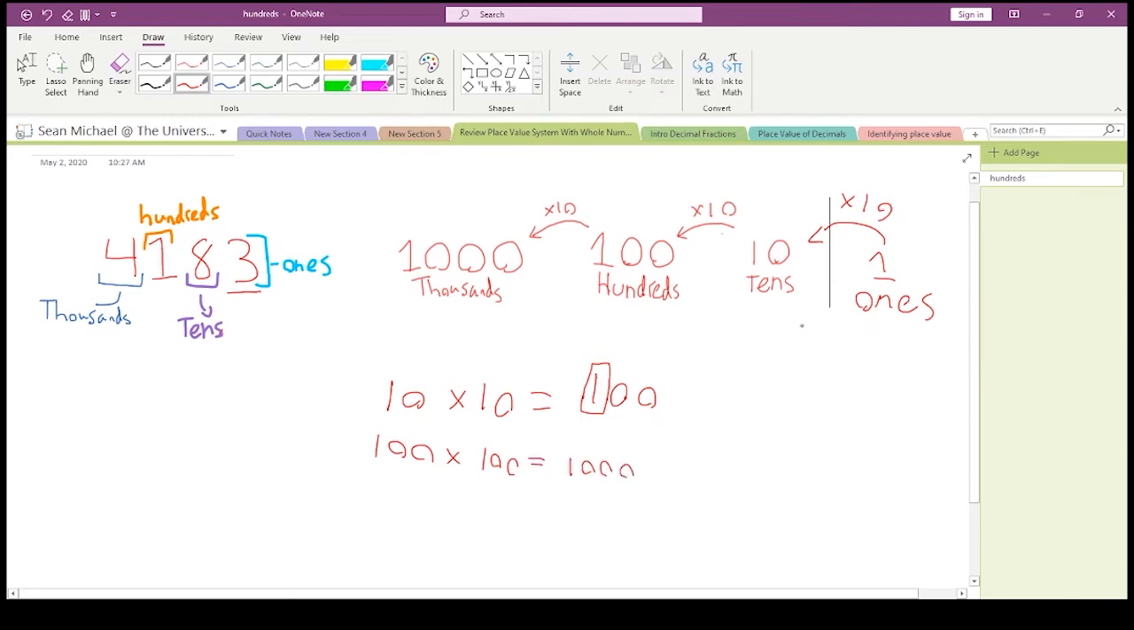And I think you can notice the pattern here. Every time we move over, it's like times 10. So when you have 10 hundreds, you get into thousands. When you have 10 tens, you get into hundreds. When you have 10 ones, you get into tens. So that's the way we do math.